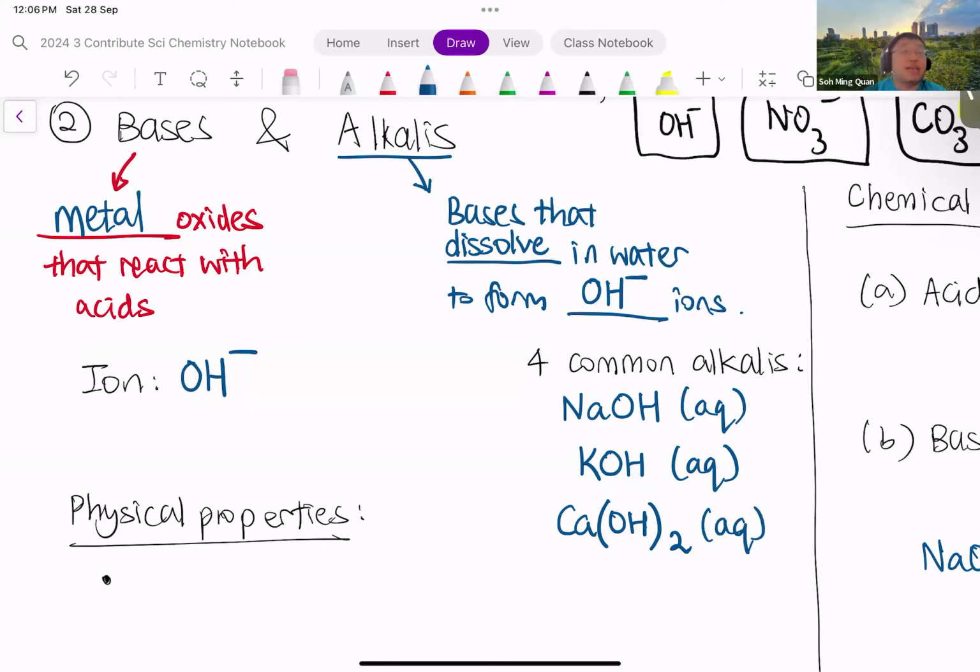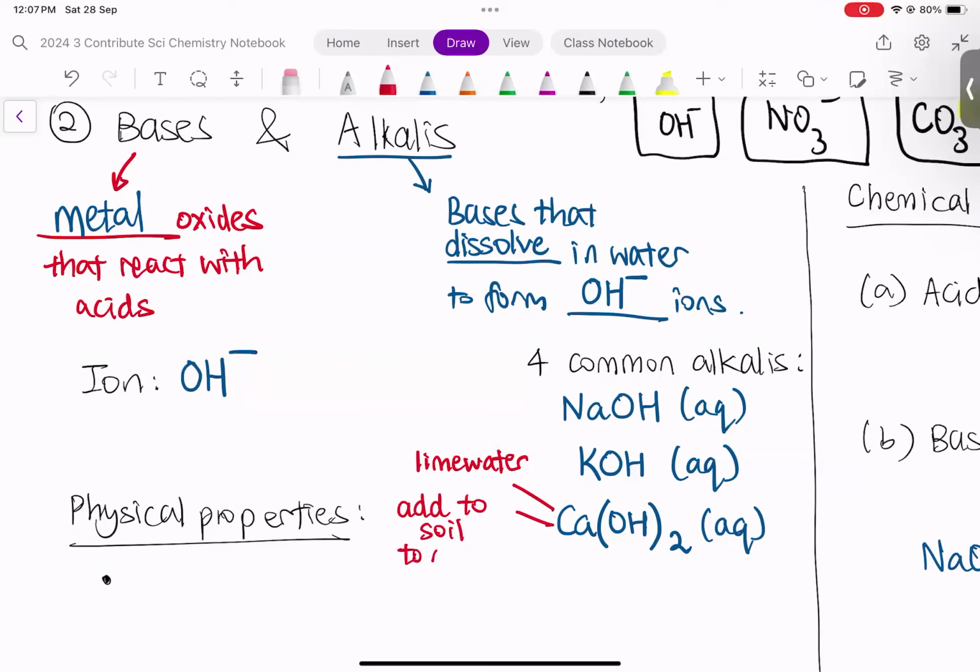Now, calcium hydroxide is an important alkali. It's found in the lab because calcium hydroxide is actually called lime water. So the lime water which you use to test for carbon dioxide gas is actually calcium hydroxide. Now, besides testing for carbon dioxide gas, what else can calcium hydroxide be used for? Calcium hydroxide is added to soil to neutralize the acids.